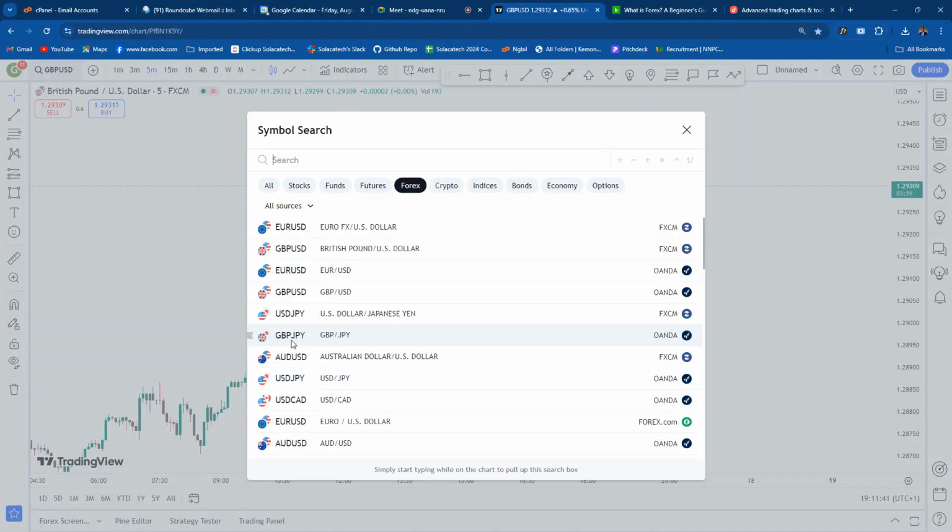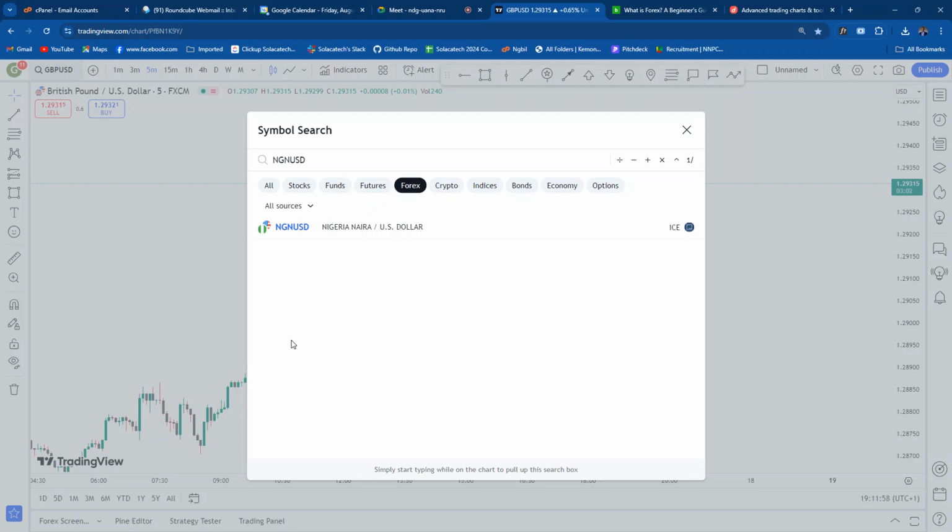But brokers do not support exotic currency pairs. What are exotic currency pairs? Exotic currency pairs are those pairs from weak, developing countries, when you use them to trade against any of these eight major currency pairs. For example, NGN/USD. This is it.